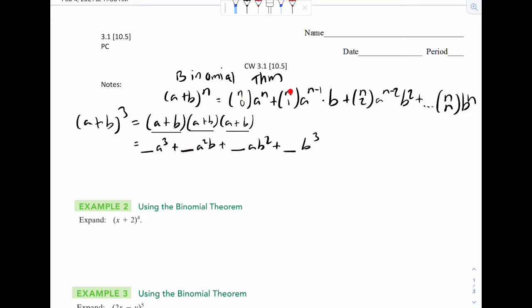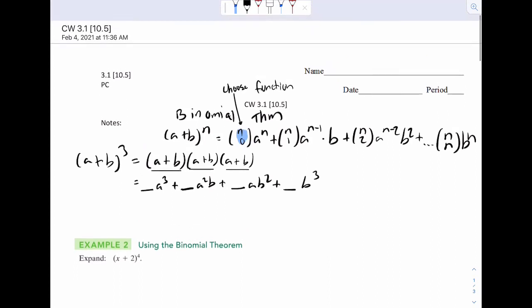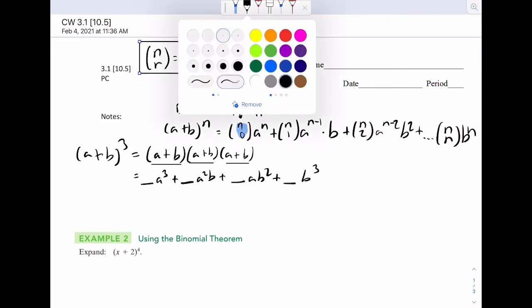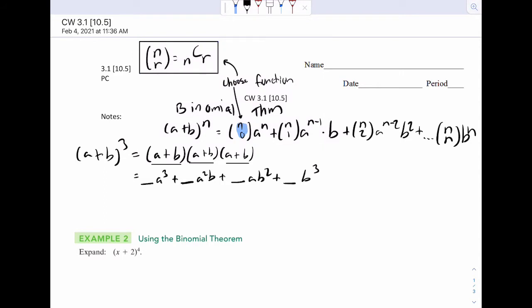That's what this part is in the binomial theorem. This thing right here is called the choose function. And you actually already know what that is. The choose function is simply combination. That's nCr. It's just another way of writing it. So in higher math, you'll often see it written like this just because it's a little faster to write.